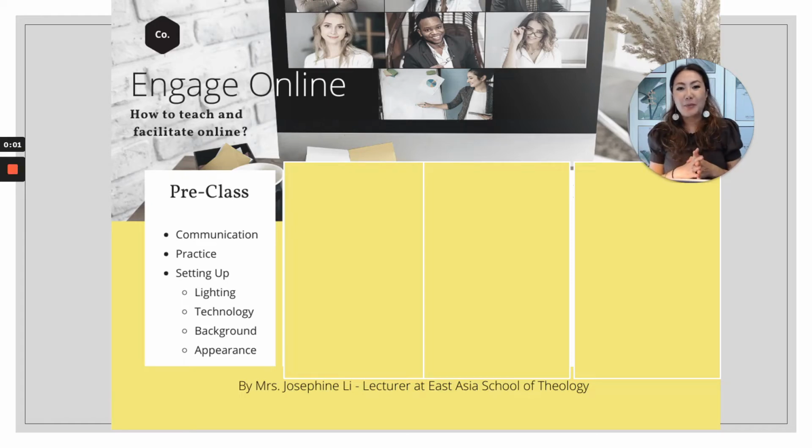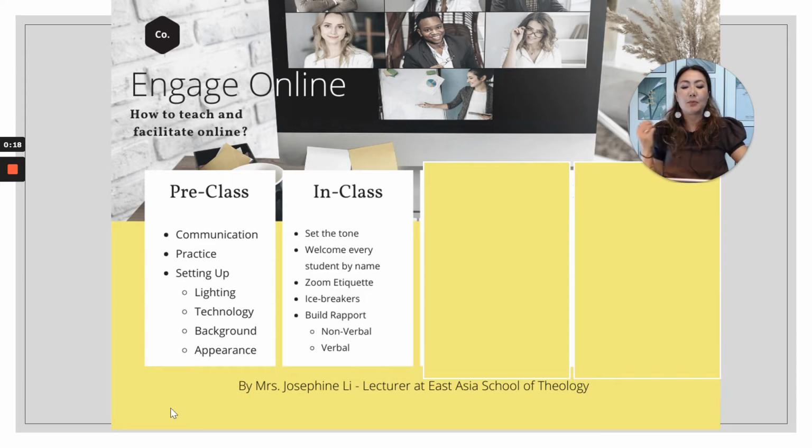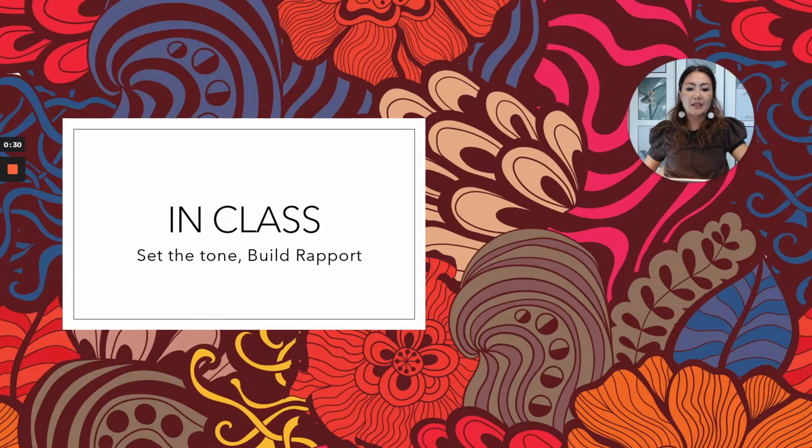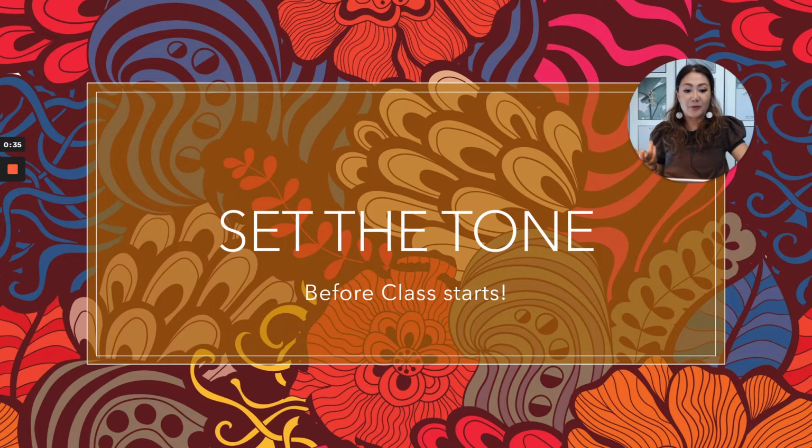Okay, welcome back to part 2 of this video, which is our online facilitation. In Part 1, you should have watched a video about the pre-class, where we talked about communication, practice, and how you set up your space through good lighting, technology, and background appearance. Now we're going to focus on the second part, which is in class. How do we set the tone, welcome the students, and use different tricks during class to engage our audience? So in class, how do we set the tone before the class starts?